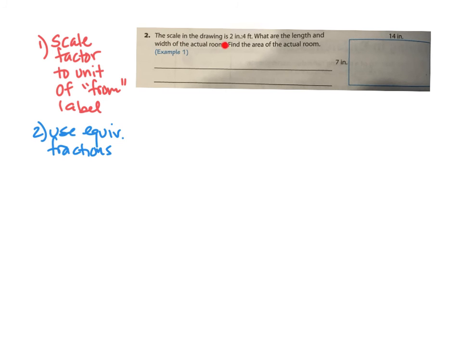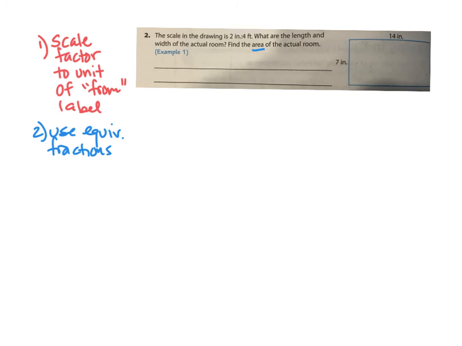The scale in the drawing is 2 inches represents 4 feet. What are the length and width of the actual room? So we have a drawing. That's the size the room's going to be. And they want to know what the length and width of the actual room are. And then when we know that, we can find the area. So we need the area.